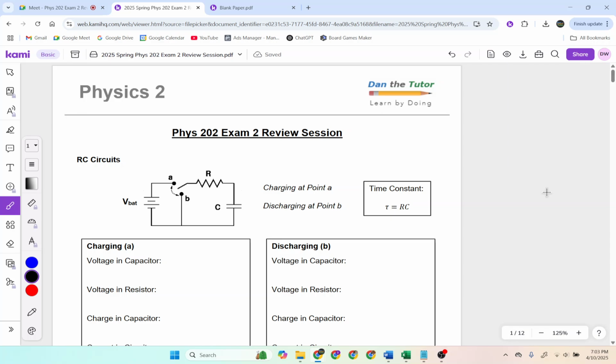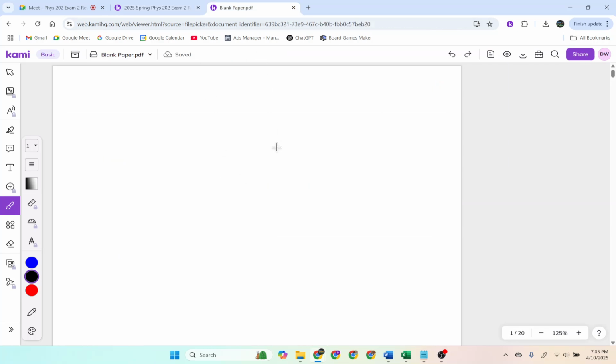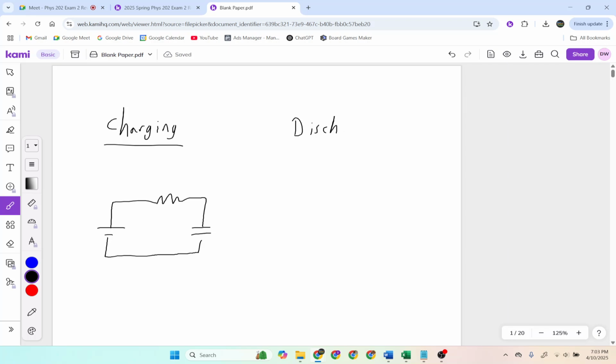First with RC circuits, this is going to be the setup. You see that it's got a battery and a resistor and a capacitor, and this switch right here is basically going between two points. I know I didn't leave a lot of room here for you to write, but I'm going to write it here anyway. We have the charging position, which is going to be battery, resistor, capacitor, like that. This is charging.